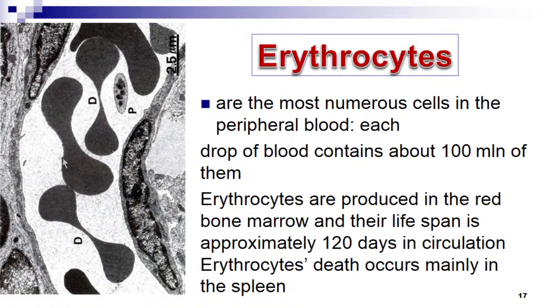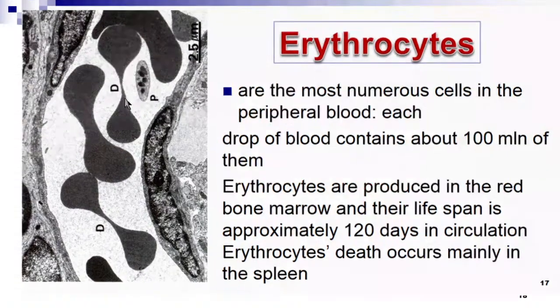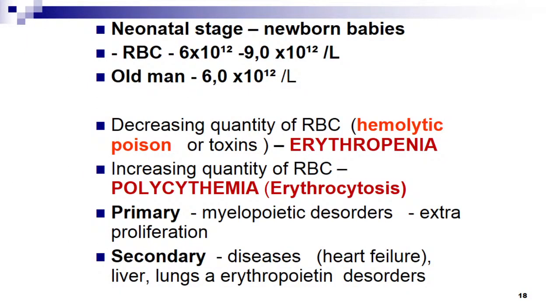This is erythrocytes, of course, with the shape of a biconcave disc. And also we have seen platelets here. Next, when a baby is born, the quantity of red blood cells is around 6 to 10 to the 12th per liter. And men also have approximately the same results, 6 to 10 to the 12th per liter. Those are the changes of the level of erythrocytes with age.